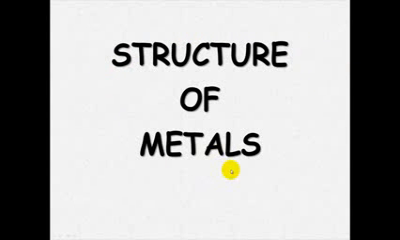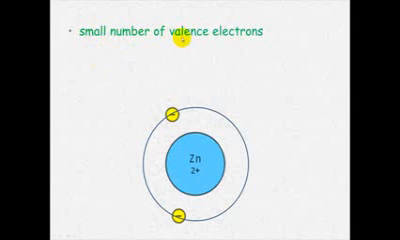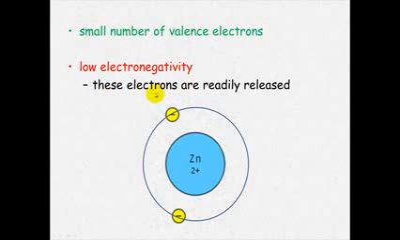So what I want to do now is have a look at the structure of metals and metallic bonding, and this is going to explain the properties that we've just spoken about. So when we think about a metal atom, it will have a small number of valence electrons, so anything from 1, 2 or 3 electrons in its outside shell. And it's also got low electronegativity. In other words, these electrons here are easily removed from the atom. It wants to get rid of those electrons.